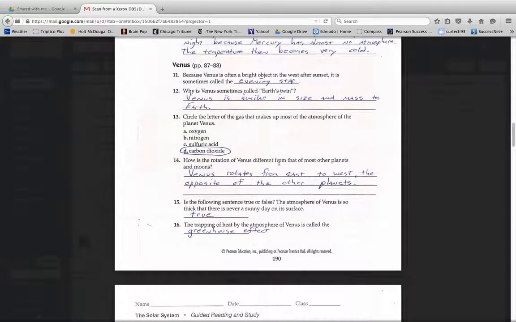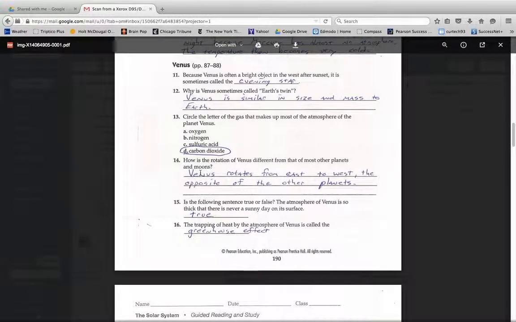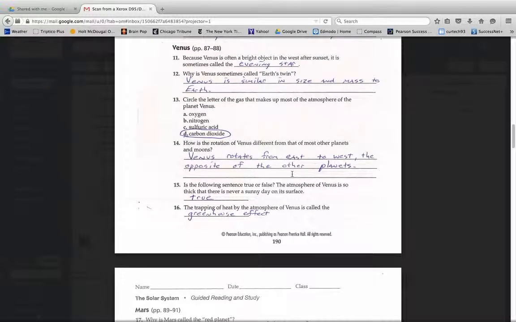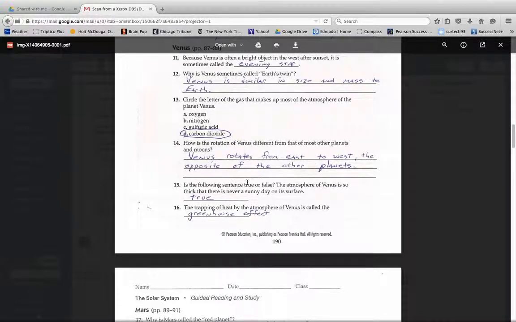14, how is the rotation of Venus different from most other planets and moons? Venus rotates from east to west, the opposite of the other planets. So that would mean that on Venus, if you were standing on Venus, which you couldn't be because you'd be crushed by the atmosphere, but anyway, you would see the sun rise in the west and the sun would set in the east, opposite of what we have here on Earth. 15, true or false? Atmosphere of Venus is so thick that there's never a sunny day on its surface. That's true. And 16, the trapping of heat by the atmosphere of Venus is called a greenhouse effect.